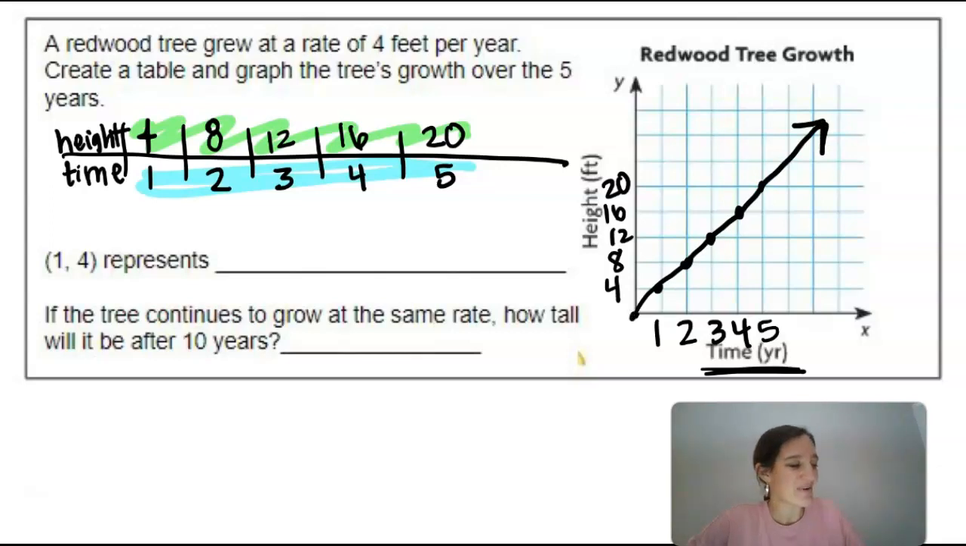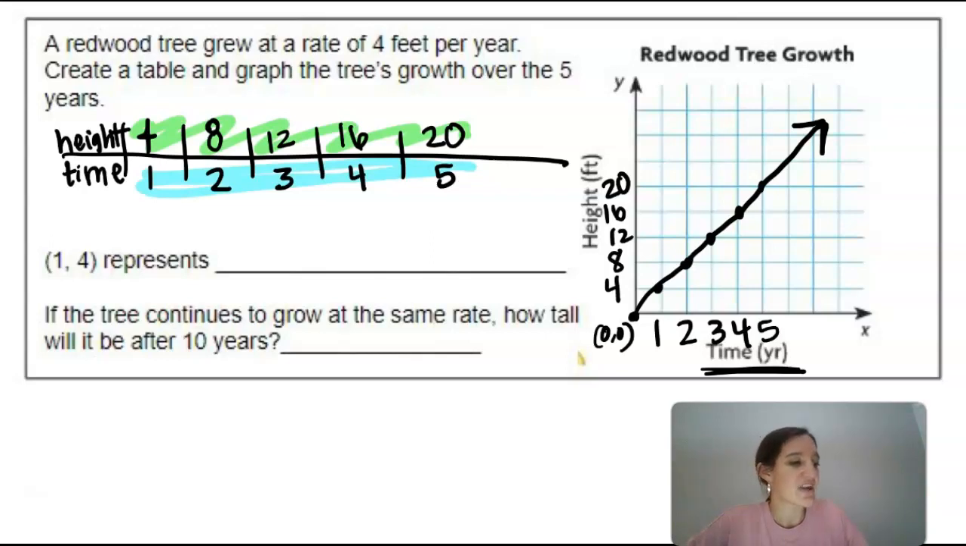I'm even kind of going to have a point at 0, 0, right? Because after 0 years, am I ever going to get that right? After 0 years, it will have grown 0 feet. So I'm even okay starting right here at the origin at 0, 0.